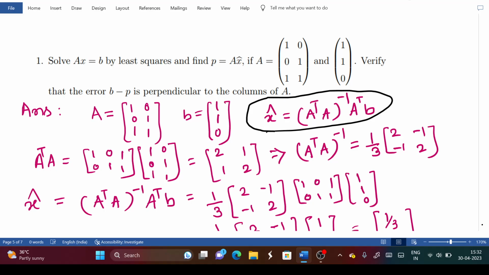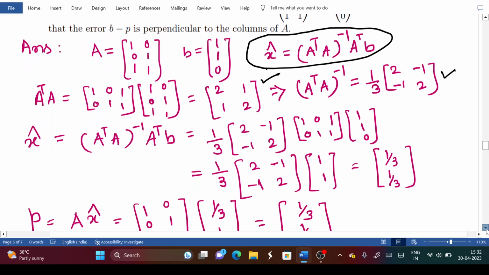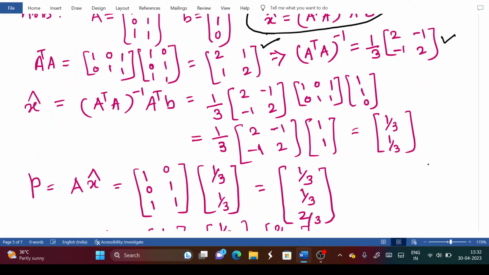It is x cap equal to A transpose A whole inverse into A transpose B. In this formula we will substitute the value of A and the value of B to get finally A transpose A equal to this much, and A transpose A inverse equal to this much. Then x cap is equal to, putting all these values in the formula, 1 by 3, 1 by 3.